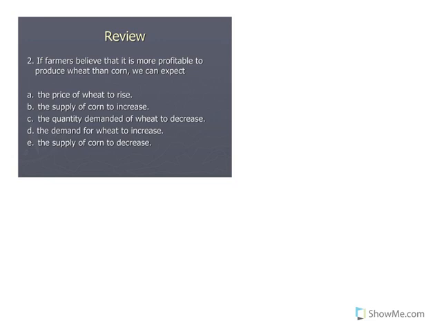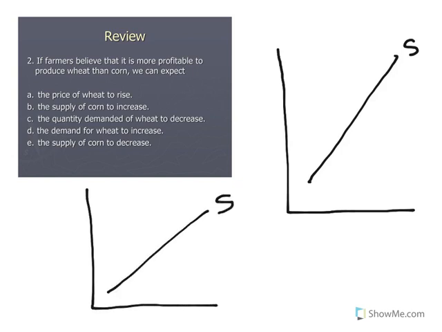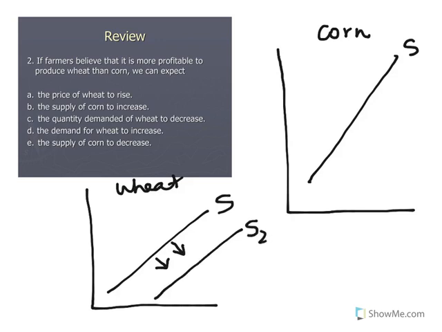Number 2 review question, if farmers believe that it is more profitable to produce wheat than corn, what can we expect? So this is actually identical to one of the examples that I just walked you through. We would have a supply of both the corn and the wheat, and then we can see how the supply would be impacted based on that farmer's expectations. It says that the wheat is going to be more profitable, then that's going to cause the farmer to transfer resources to the production of wheat, so the supply of wheat would increase, and of course the supply of corn would be decreasing as they reallocate those resources.